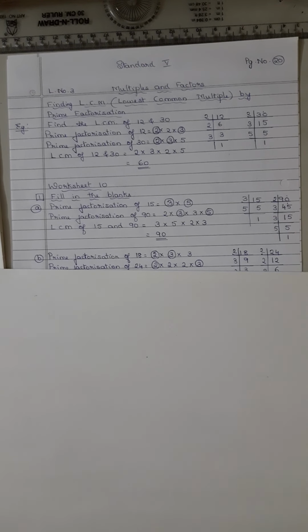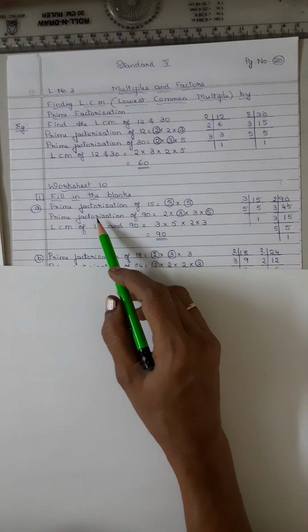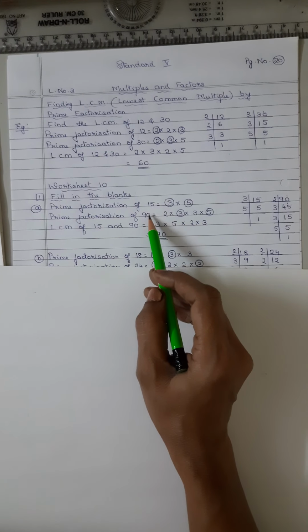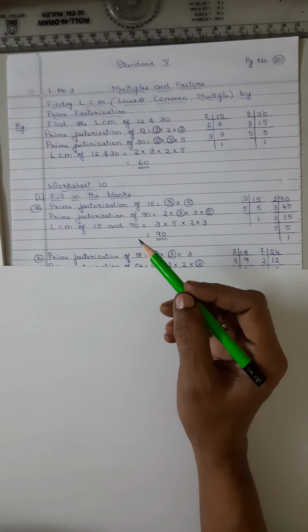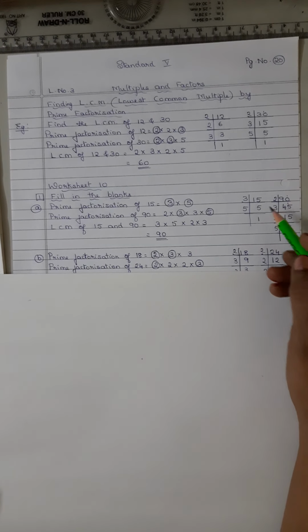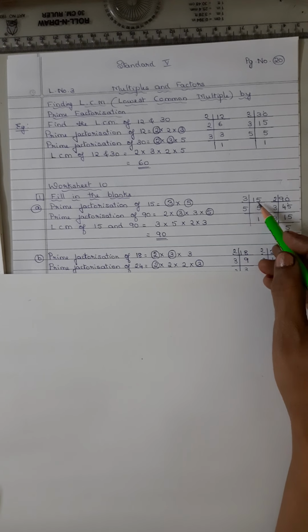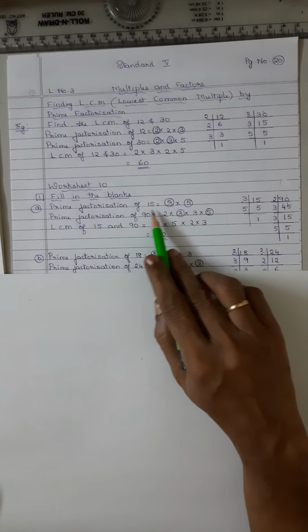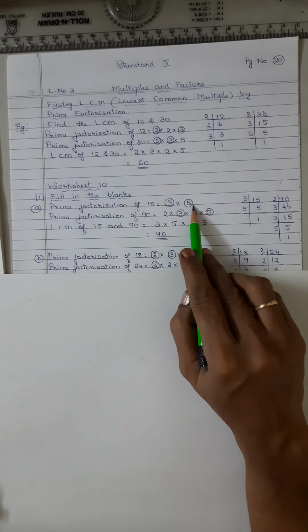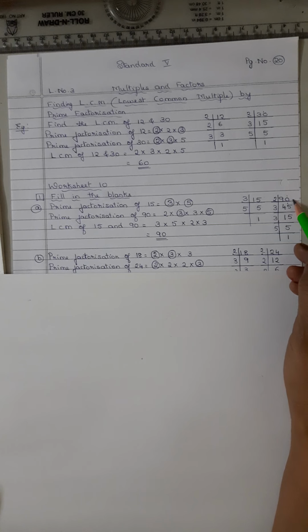Now coming to worksheet 10. Find the prime factorization of 15 and 90 first, and find the LCM. So 15, you have to start with 3, isn't it? 3 fives are 15, 5 ones are 5. Write it. Prime factorization of 15 is 3 into 5. Now 90, ending with 0, so even number, start with 2. 2 fours are 8. 1 remains, 1 and 0, 10. 2 fives are 10.